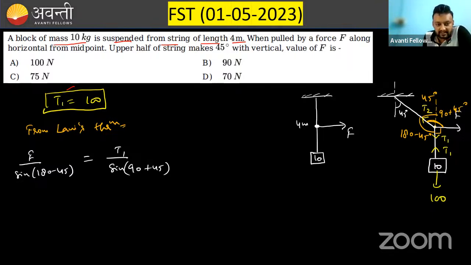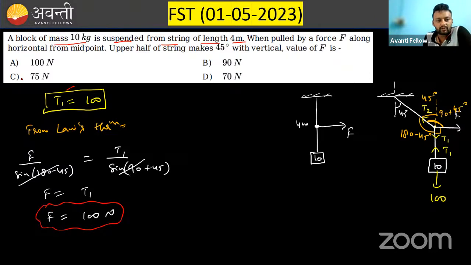So in this situation, sine of 180 minus 45 is sine 45. Sine of 90 plus 45 is equal to cos 45, and both have the same values. So these two can be cancelled. So F is equal to T1, which is 100. The correct answer is 100 Newton, which is option number A. I hope it is clear. Can we move to the next question? Yes, we can.